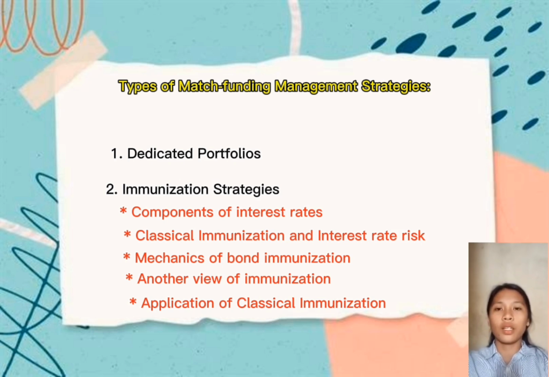Next is 19.5.3, horizon matching. Horizon matching is a hybrid immunization strategy that combines cash flow matching and duration matching. It divides the liability stream into two segments. The short-term liabilities are cash flow matched, while the long-term liabilities are duration matched. This allows for a more flexible approach to manage interest rate risk while still ensuring that the investor can meet their obligations.